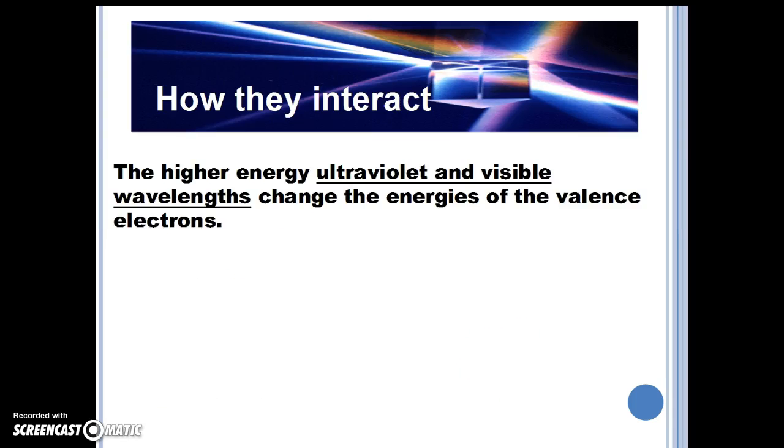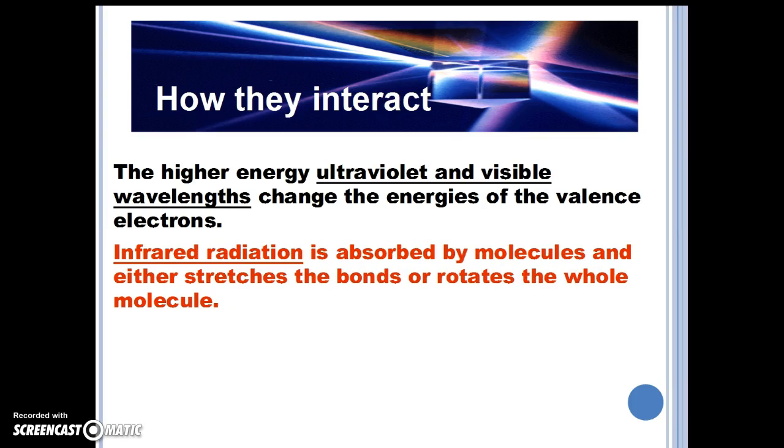Let's talk about the interaction. The higher energy ultraviolet and visible wavelengths are going to change the energies of valence electrons. We saw that in studying the atomic structure. Infrared radiation, however, is absorbed by molecules, and we're going to either stretch the bonds, like you saw in the animation, or we can actually rotate the whole molecule around one or more axes, and the infrared radiation does that.